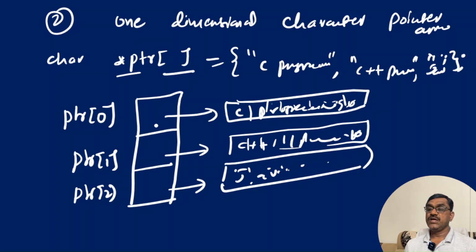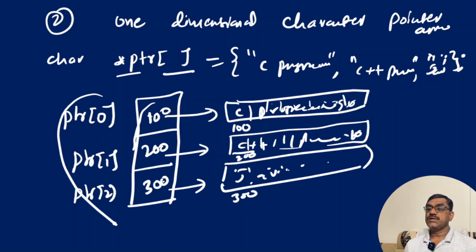Now in this case, assume that the address of the first character of C is 100. Here C is 200. Here J is 300. In this location we are storing 100, and this is 200, and this is 300. Now, where are these pointer variables going to be stored? These pointer variables are going to be stored in the stack memory.